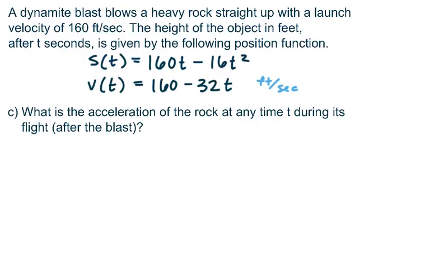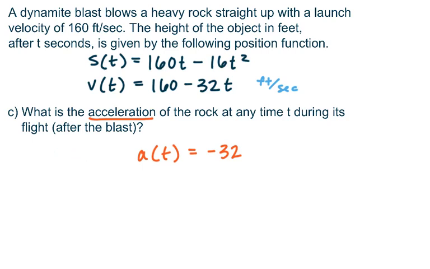Part C of this problem asks us, what is the acceleration of the rock at any time t during its flight after the blast? What we determined in the previous video is that the derivative of velocity gives us acceleration. So v prime of t, the derivative of velocity, gives us my acceleration function, which is negative 32. The derivative of 160 is 0, and the derivative of negative 32t is just negative 32.